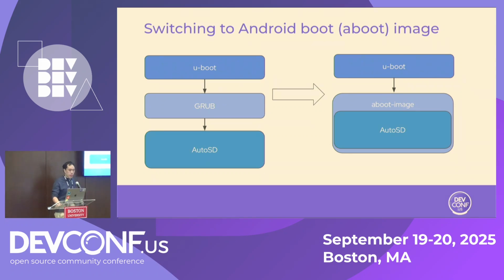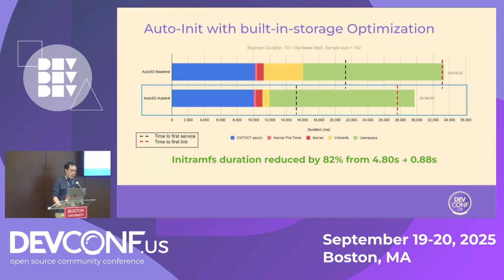So with that, we decided to switch gears and go to applying some of our already known optimizations. One of them was using a minimized initrd that has nothing but the minimal set required to boot. The idea is to shrink it as much as we can, and then we also built in the storage drivers, which added a little bit of time to the kernel, but we did reduce the initramfs by 82%, from 4.8 seconds to a little under a second.